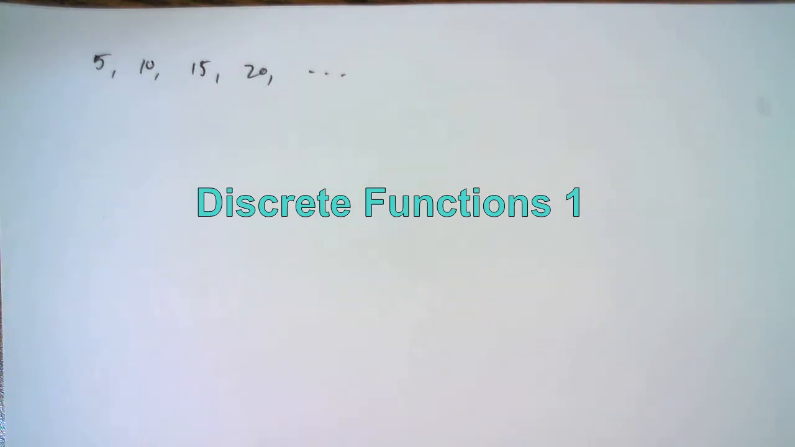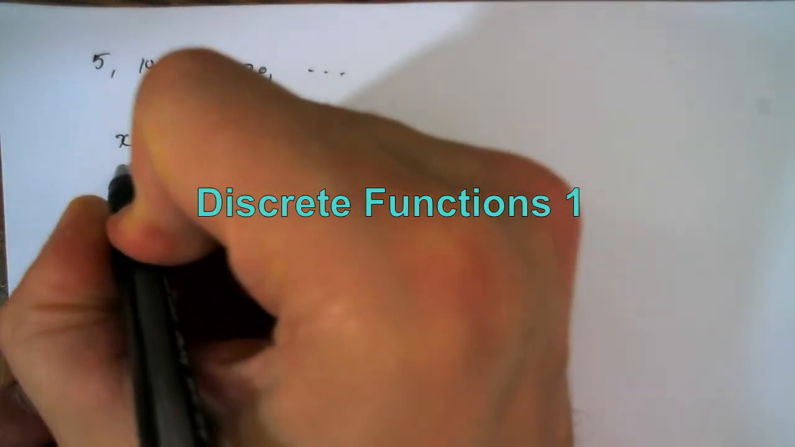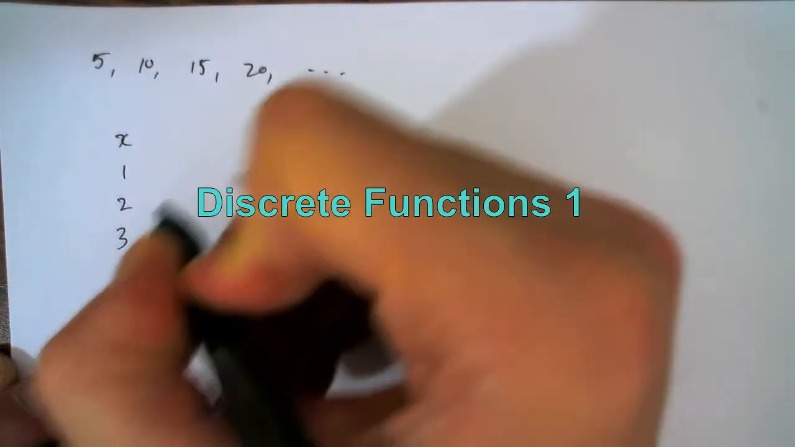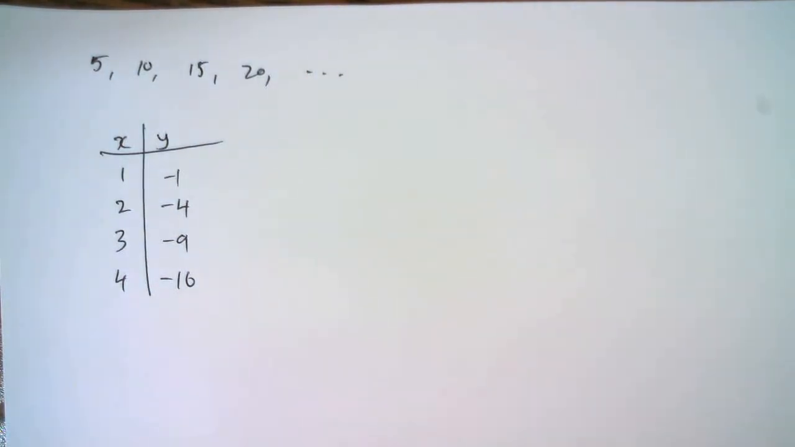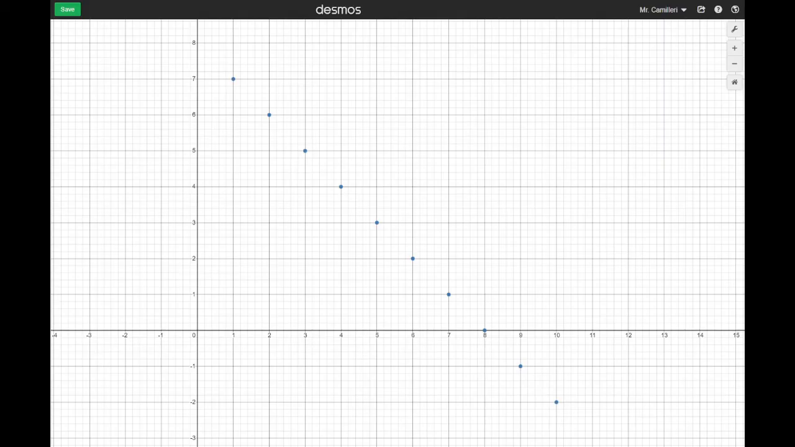Here's the sequence of numbers. Here's another sequence of numbers. If you consider the y-coordinates of these points, we have another sequence here. The sequence is 7, 6, 5, 4, 3, and so on.